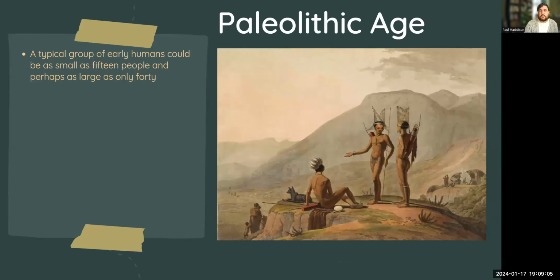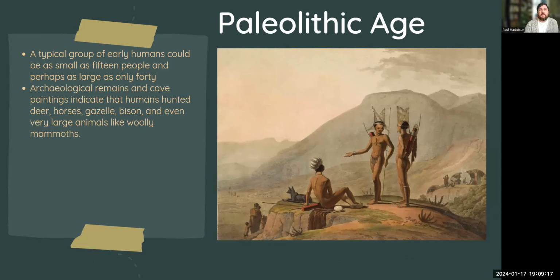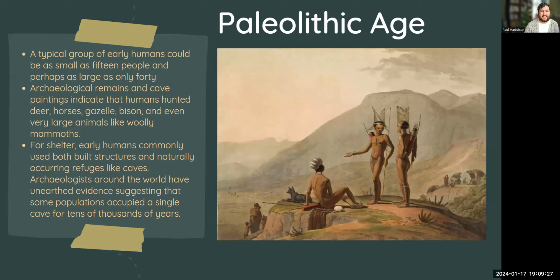A typical group of early humans could be as small as 15 people, and that's going to be your average. Anything larger than 40 is going to be too many people to really sustain themselves on a hunter-gatherer lifestyle. And archaeological remains and cave paintings show that we hunted deer, horses, gazelle, bison, and even woolly mammoths, right? So we're going after everything.